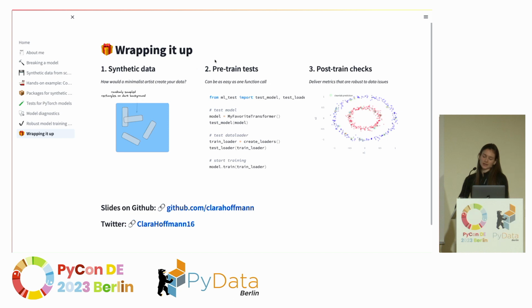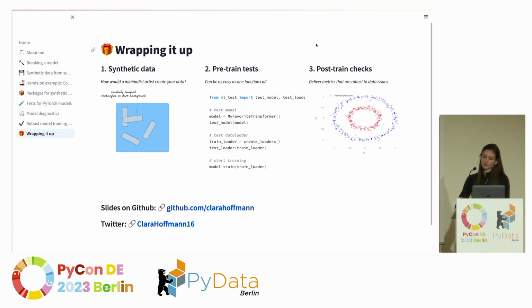The second thing I want you to remember is pre-train tests, they don't have to be complicated. And you should also only write them once. You don't have to write them for each project. They can be as easy as one function call. So for example here, I have my model. I test the model. Everything fine. I have my data loader, I test my data loader, and then when I start my training, I should be able to already rule out a plethora of bugs that would be very hard for me to identify otherwise.